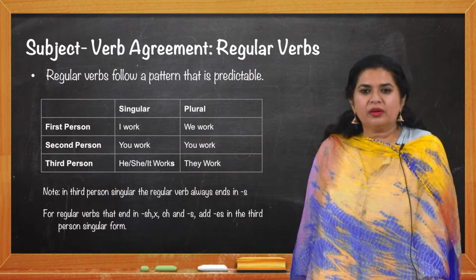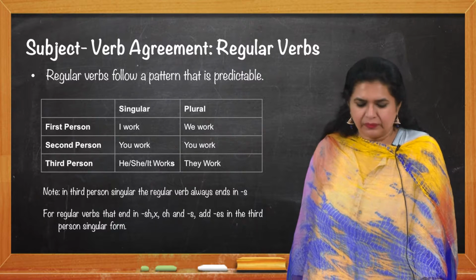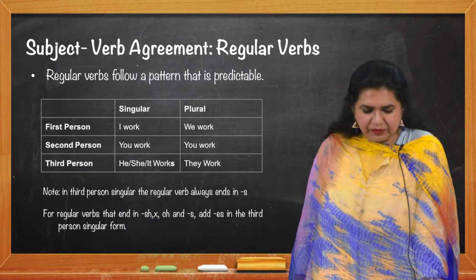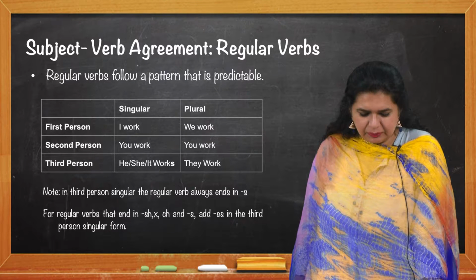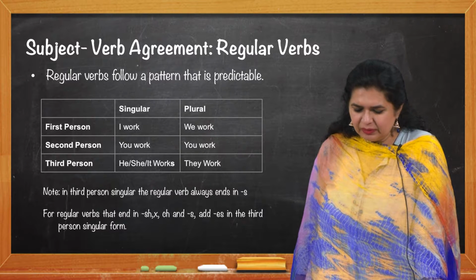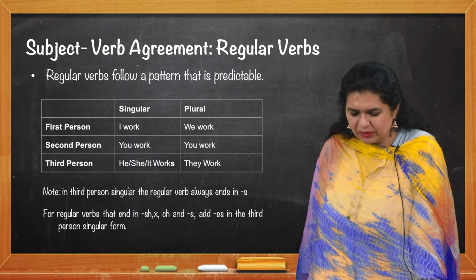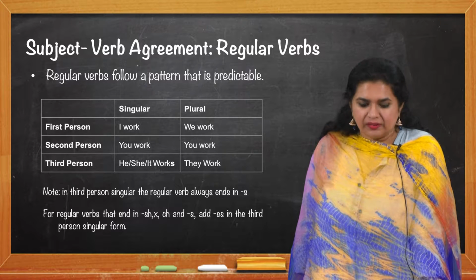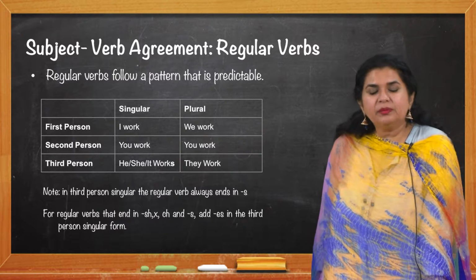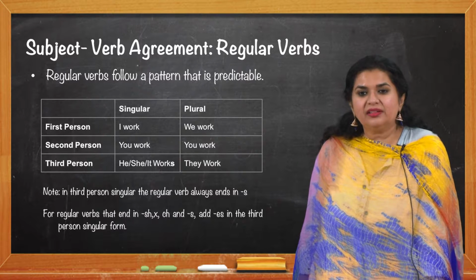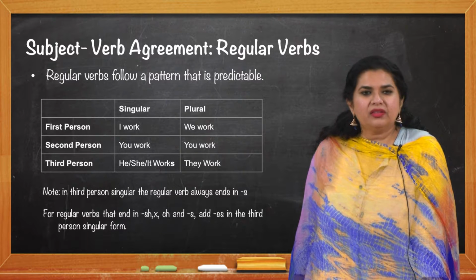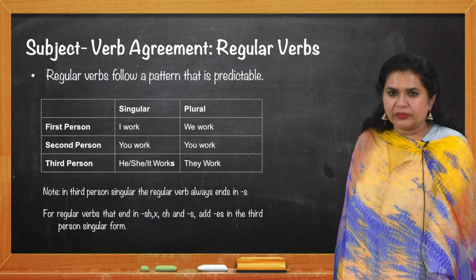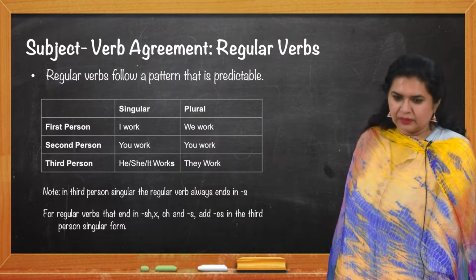Now, let us look at subject verb agreement and regular verbs. Regular verbs follow a predictable pattern. First column, first person, second person, third person, and then you look at the singular and plural. I work, we work, you work, you work, he, she, it works, and they work. Okay, and then notice you are given a very important rule: in third person singular, the regular verb always ends in S. Binny manages, John writes, Mary reads, Shirley walks, mother cooks.